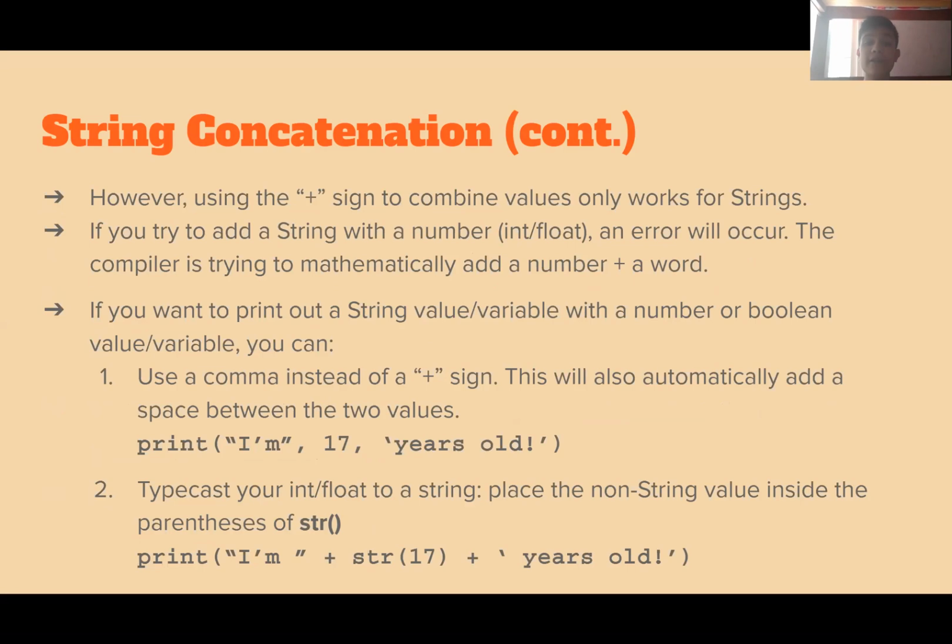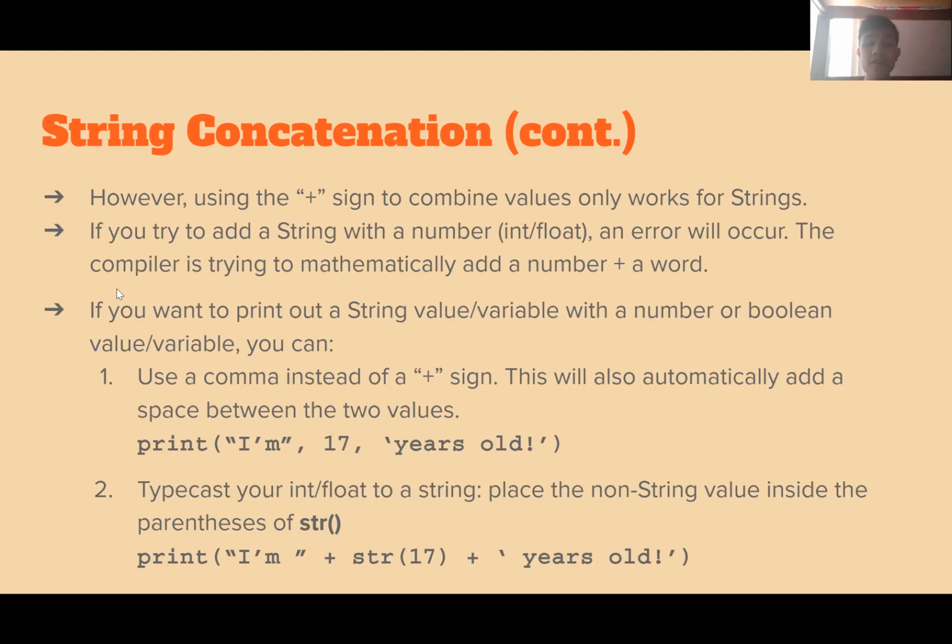This is because the compiler is trying to mathematically add a number and a word, which you actually can't do. Because you can't add 6 and hello. That doesn't make sense. So if you want to print out a string variable with a boolean or an integer or a float in the same print statement, you can use one of two methods.